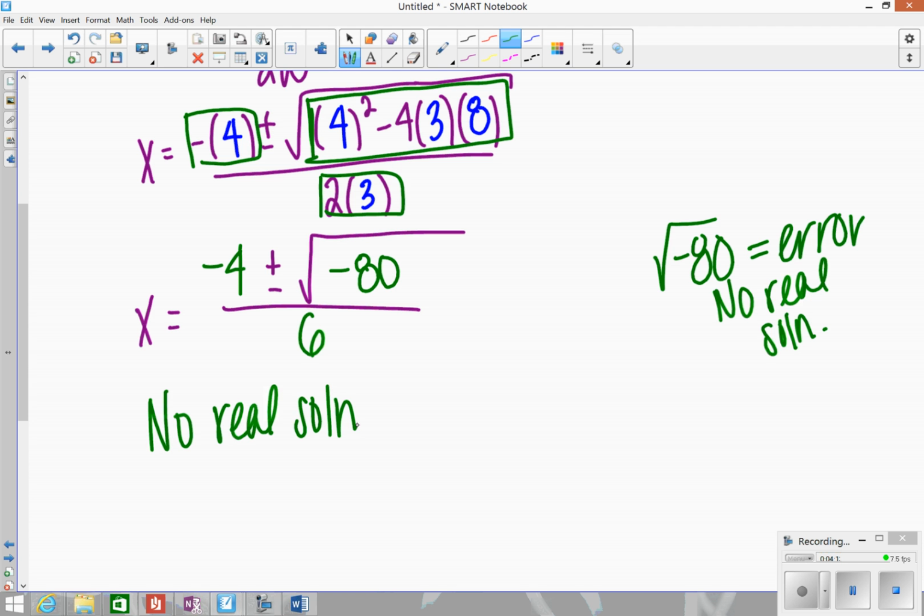So that means that this isn't solvable. We're just going to leave it like that. So your answer for this entire problem would be no real solution. And it's because of this square root of negative 80. Okay, so let's look at another one.